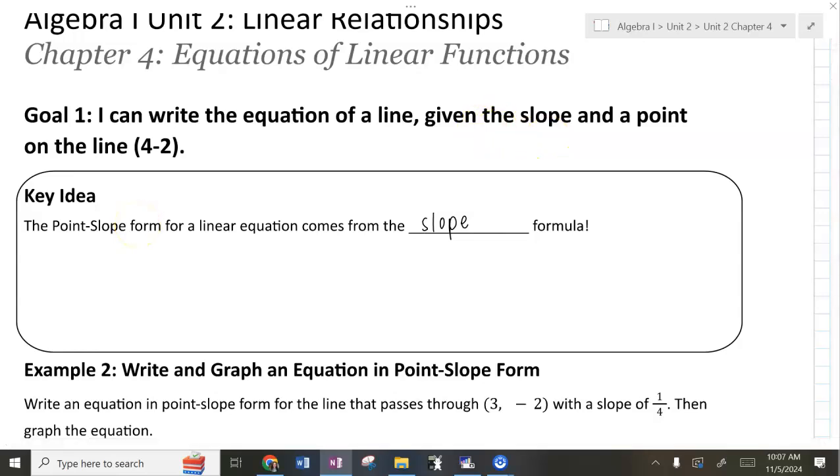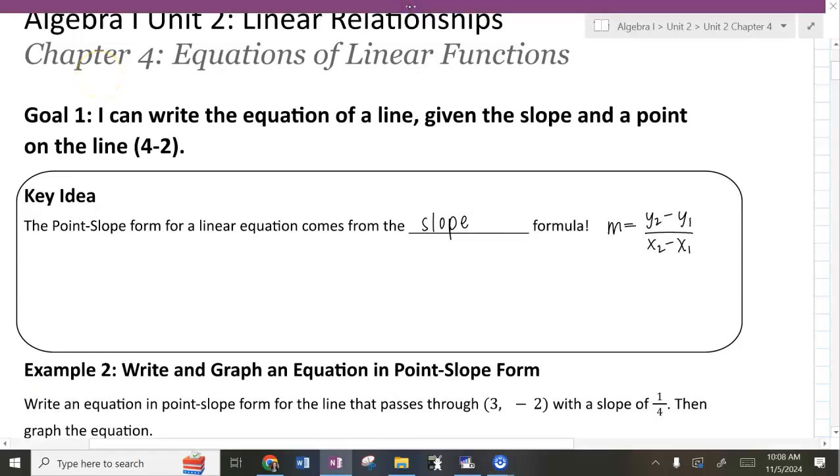The point-slope formula for a linear equation comes from the slope formula. So let's first remember the slope formula is m equals y2 minus y1 over x2 minus x1. In order to get point-slope form, what we need to do is get rid of this fraction. So rather than having y2 minus y1 over x2 minus x1, we're going to multiply both sides by x2 minus x1. So that's going to look like this.